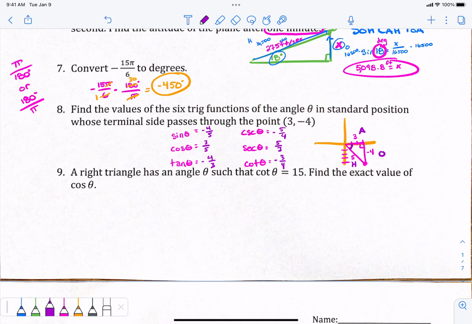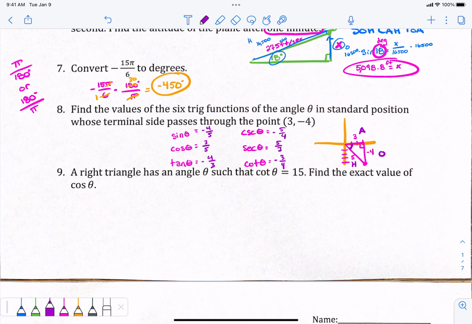Square roots. How to rationalize. You have to rationalize square roots, so if it doesn't come out nicely, make sure you're rationalizing your square roots. What if I don't? We'll count it off, half. A right triangle has an angle theta such that cotangent of theta is equal to 15.